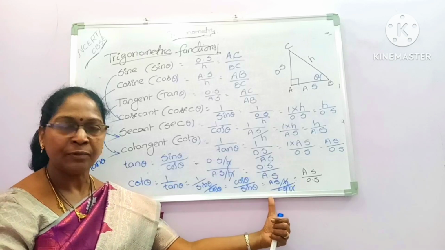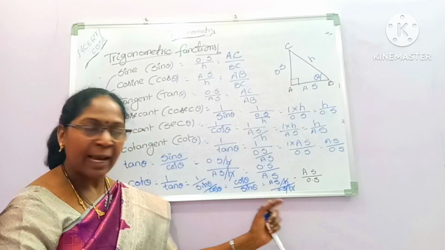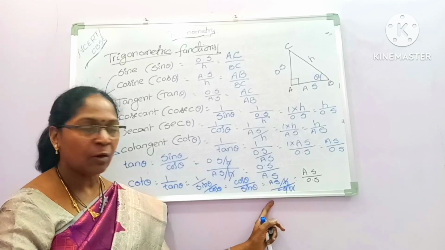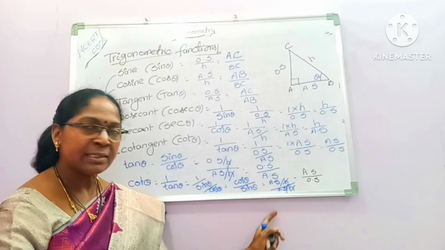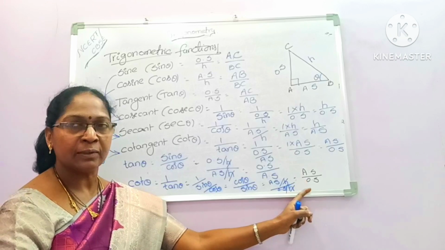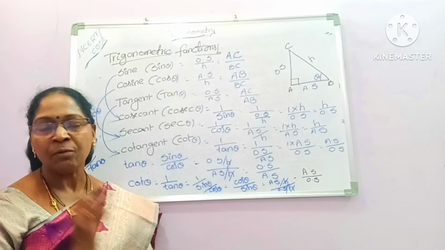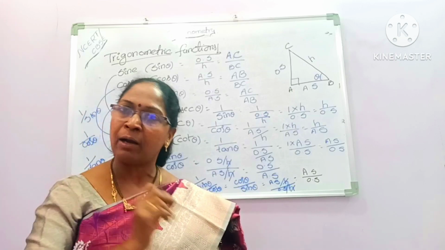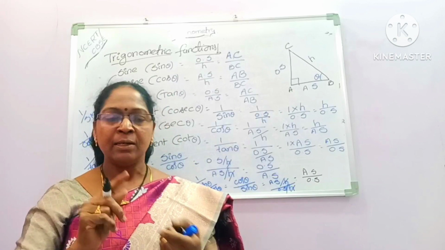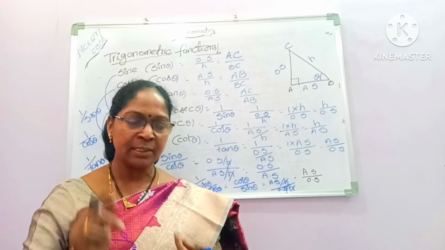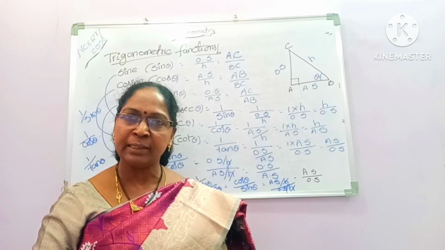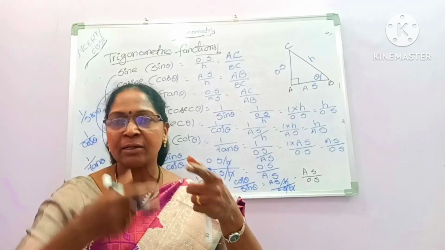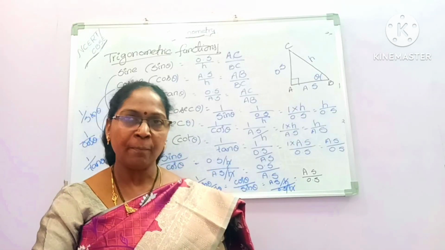This is a way of solving fractions in the numerator and denominator. Whenever fractions are there in the numerator and denominator, you have to cancel the like terms and find the formula. But the formulas you have to learn by heart. These 6 trigonometric functions are very important. You have to learn them by heart. So what are those 6 trigonometric functions? Sin theta, cos theta, tan theta, cot theta, sec theta and cosec theta. These 6 trigonometric functions you have to learn by heart.